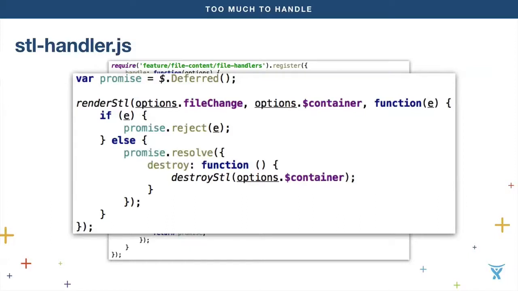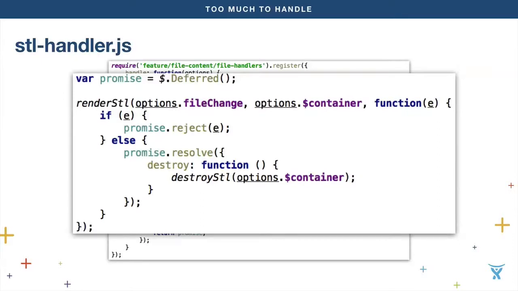So at the beginning, we're creating a jQuery deferred object, and we're calling our render STL file function. We're passing in the file change, which contains the file path and the revision that we're rendering it at, and a container element. That's just the DOM element that we're able to have free reign in and do whatever we want in. So that's where we're going to attach our STL image. That's going to happen asynchronously, and it will invoke our callback when that's done.